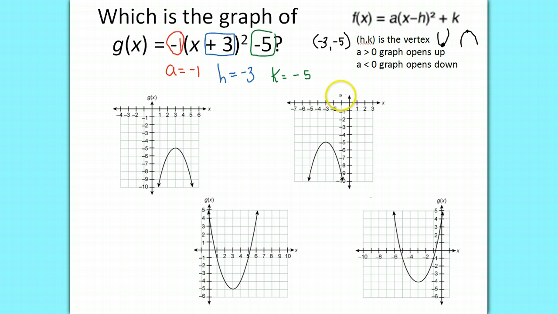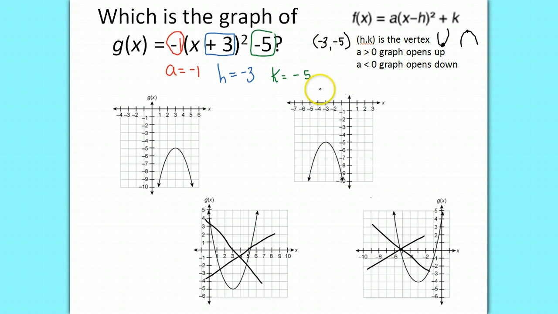Okay? And then if your a value is greater than 0, the graph opens up like this, like a U. If it's less than 0, it opens down. Our a value is less than 0. It's a negative number, so it's going to open down. So right away, just from the a value, we can cross off these last two options. It's going to be one of these two, and our vertex will help us narrow that down.